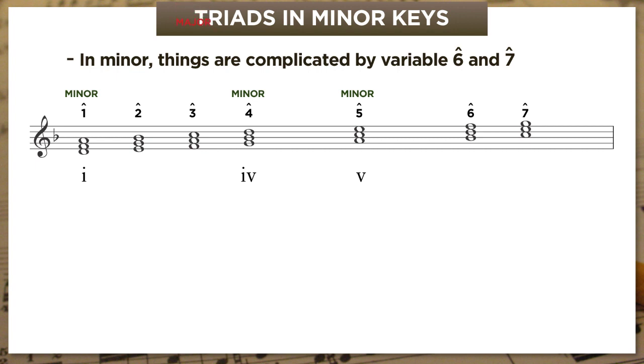Chords built on 3, 6, and 7 now will be major, and these will get uppercase Roman numerals. And now our diminished triad falls on scale degree 2. So there we're going to see a little 2 with a little circle reminding us that it's a diminished triad.